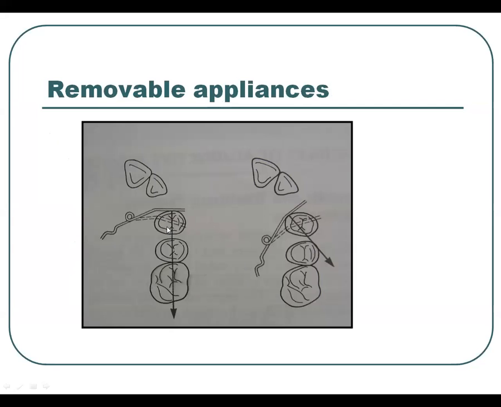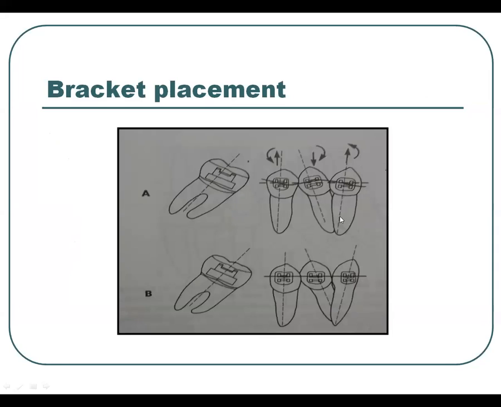If any single tooth rotation or any single tooth correction is required, we may give a removable appliance. When multiple teeth are supposed to be corrected, or the posteriors are supposed to be uprighted, we may need more force. In those cases, we may have to go for fixed appliances. Say in this case, the molar is mesially inclined. We may have to upright this molar, or these premolars are rotated. We may have to correct these rotations. For these things, we have to use fixed appliances.